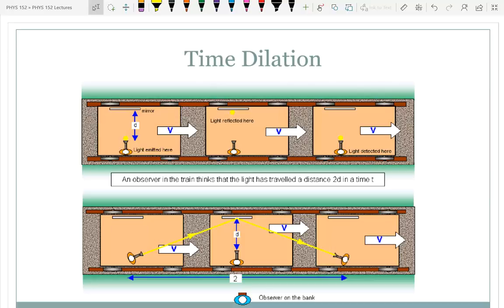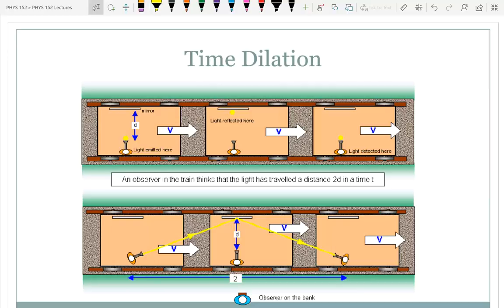And so he said, I'm going to make a simple clock. My clock is a light clock. I have a light. The light flashes. And the light goes from the light bulb to a mirror and reflects back to a detector that's right beside the light bulb. So the time for a tick is the time it takes for that light to go from its starting location to the mirror and back to the detector.